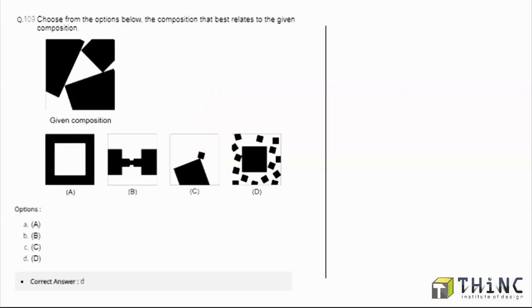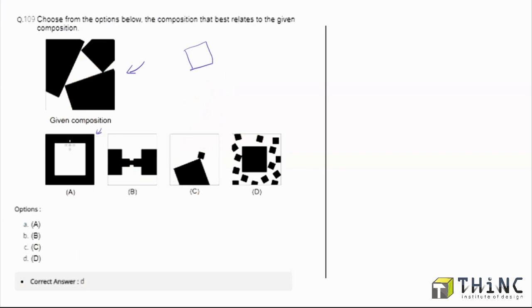Choose from the options below the composition that best relates to the given composition. So you need to understand what the basic elements involved are. If you try to understand the given composition, all of them basically constitute a simple black square on a white background. So in that sense, everything except this has some sort of black square. Okay, here it is a white square.